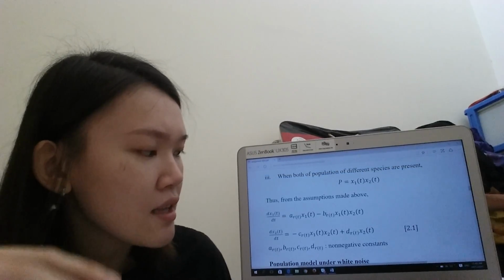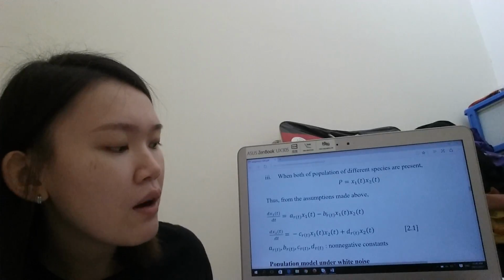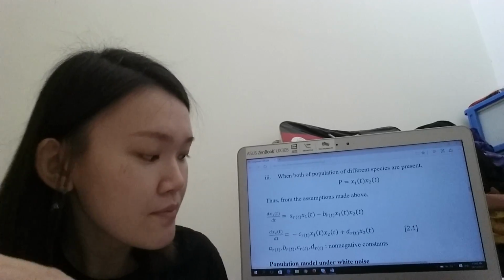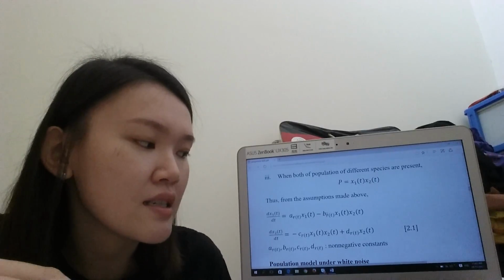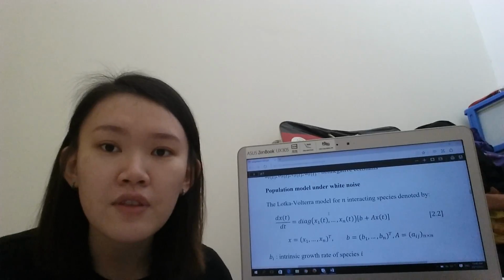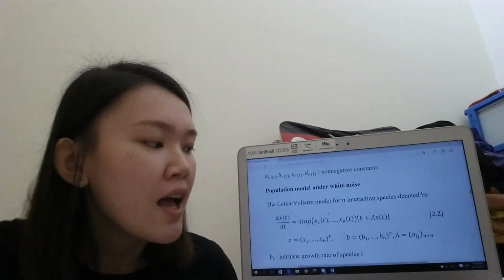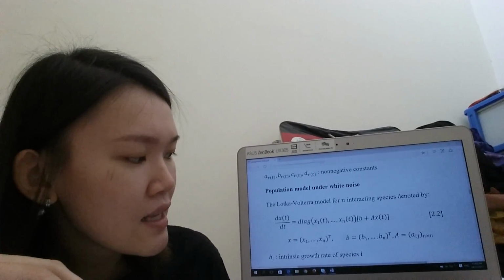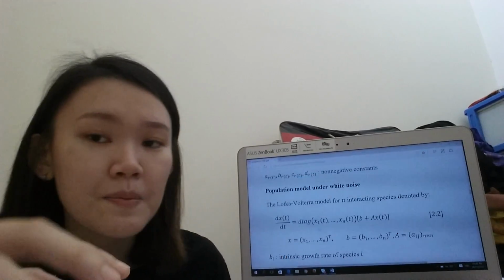And the bRT here represents the death rate of the prey, while the dRT here represents the birth rate of the predator. And the parameters a, b, c, d are non-negative constants. So as I said just now, the addition of environmental noise will lead to some extinction of a population species. And we will take the Lotka-Volterra model, in this formula, where r_i is the intrinsic growth rate of the species i.